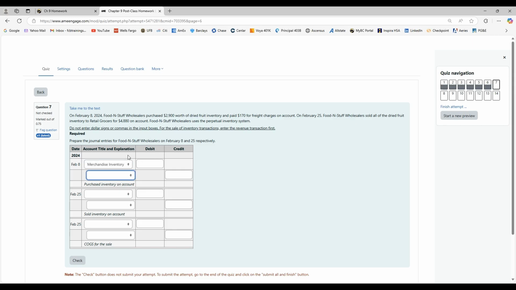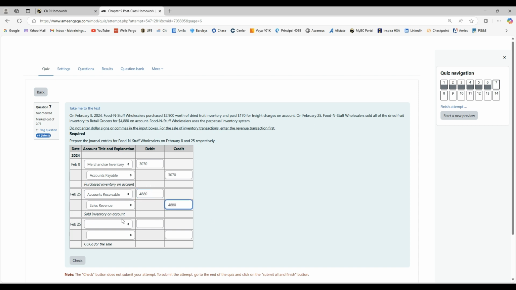So again, we've been doing a bunch of these entries so far. So inventory up, accounts payable up, and then we sold the stuff later. Oh, I have to include the freight. So 2,900 plus 170 gives us 3,070 total. And then when we sell it on the 5th, we're going to get accounts receivable. We're going to get sales revenue, and that was for 4,880.